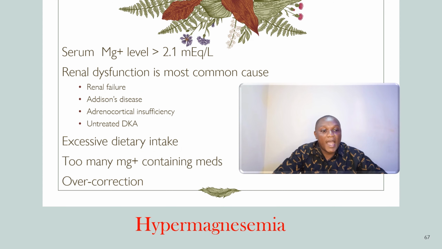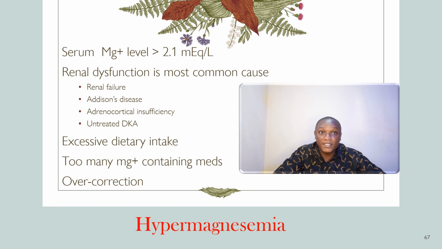Let us now look at hypermagnesemia. This is serum levels above 2.1 milliequivalents per liter, and renal dysfunction is the most common cause. If you have a problem with your kidneys, it will lead to hypermagnesemia. Examples are renal failure, Addison's disease, adrenocortical insufficiency, and untreated DKA.